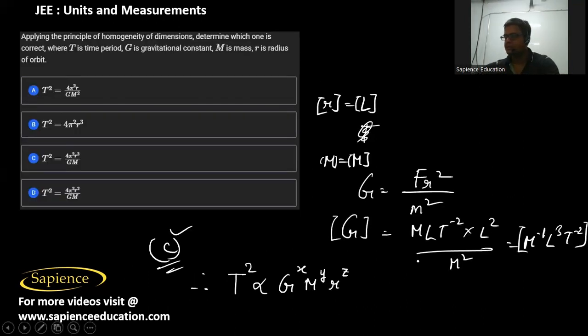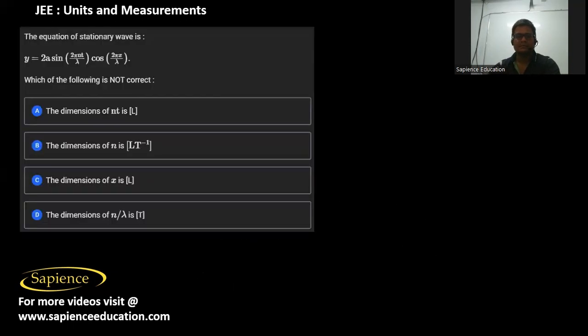And C is the correct answer. Then here it is told the equation of stationary wave is y = 2a sin(2πnt/λ) cos(2πx/λ). Which of the following is not correct?